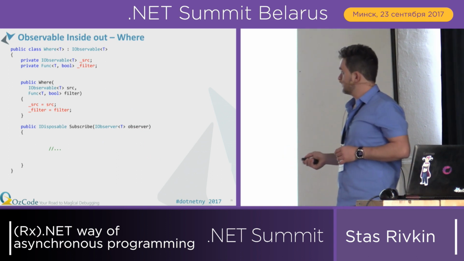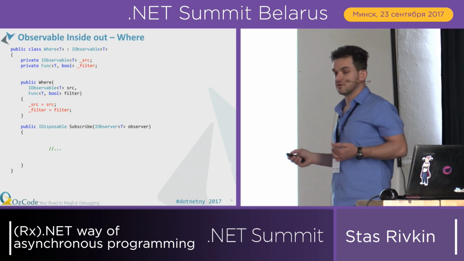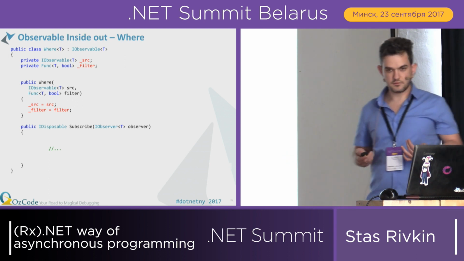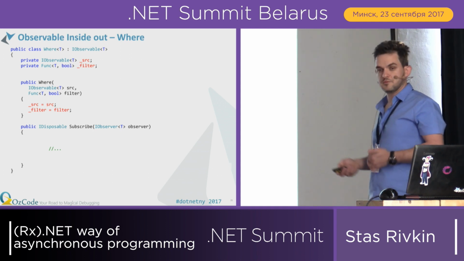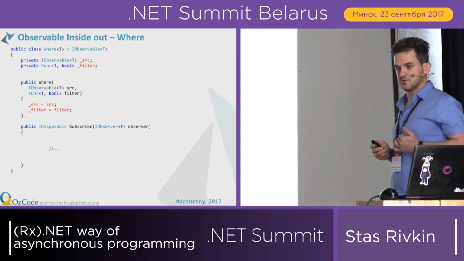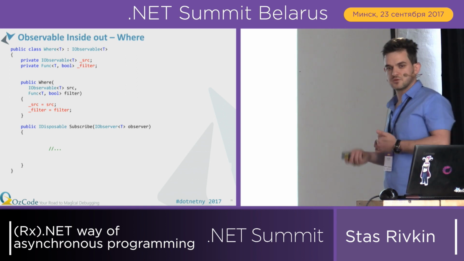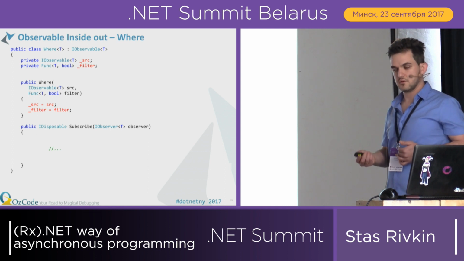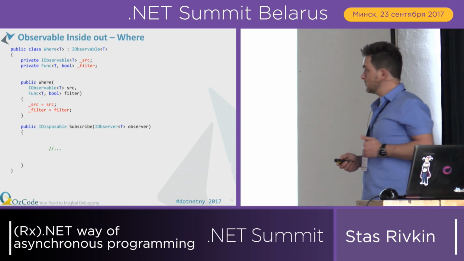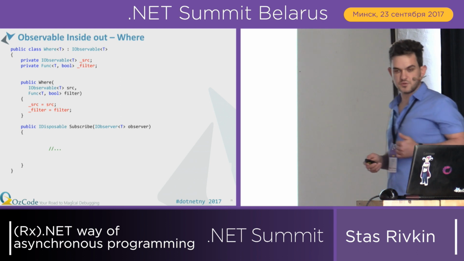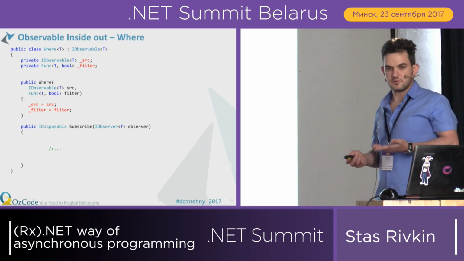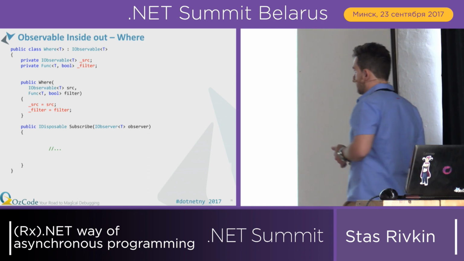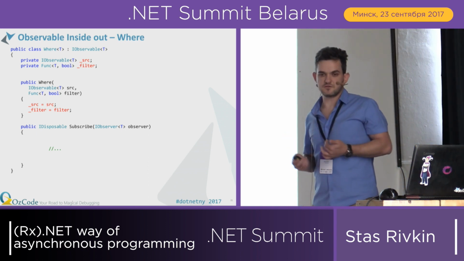So here we are storing our source observable and the filtering function. And I want to ask you, how can we get the values from the previous observable without breaking any encapsulation? Because IObservable only exposes a subscribe method. But we already know that the subscribe method accepts a method parameter, and it accepts an IObserver.